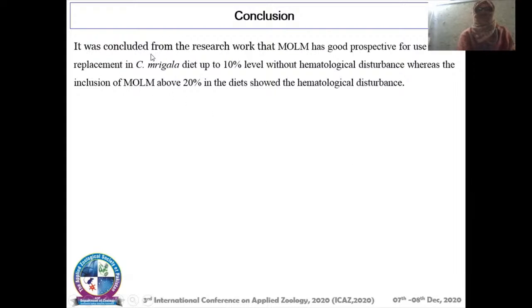Conclusion. It was concluded from the research work that MLM has a good perspective to be used as FM replacement in the diet up to a 10% level without hematological disturbance, whereas inclusion of MLM above 20% in the diet showed hematological disturbance.